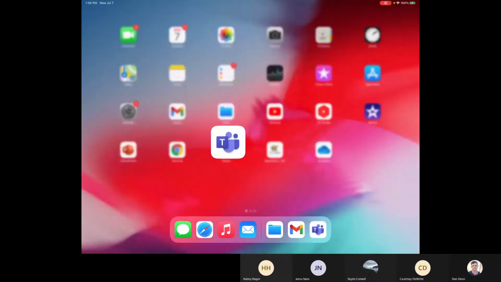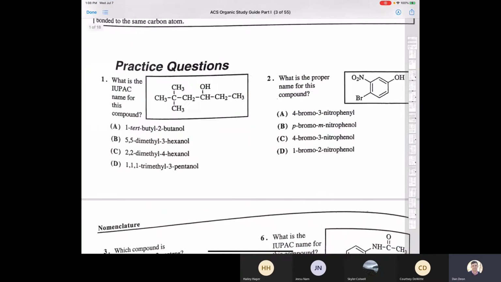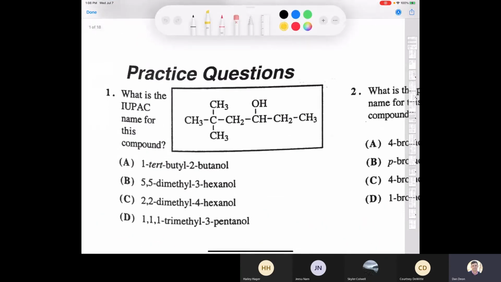Right. So we're going to start with question number 1. And again, this is the nomenclature section of the ACS study guide. You can buy an ACS study guide for $25. I recommend buying one if you're interested in writing a standardized exam that involves organic chemistry. It can be very useful.